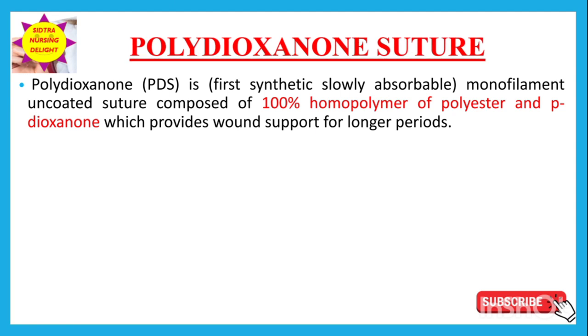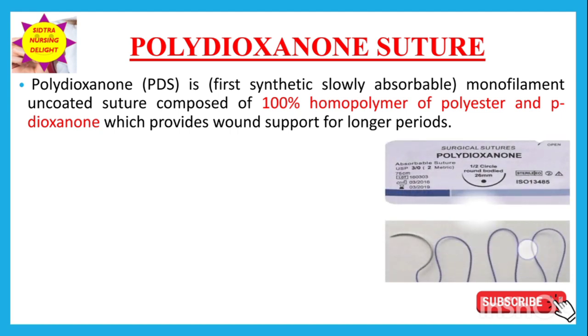Next, polydioxanone suture. Polydioxanone is a monofilament uncoated suture composed of 100% homopolymer of polyester and p-dioxanone, which provides wound support for a longer period. The important point to remember is that it is the first synthetic slowly absorbable suture. For longer periods of wound support, we can use polydioxanone suture, as you can see in the image.